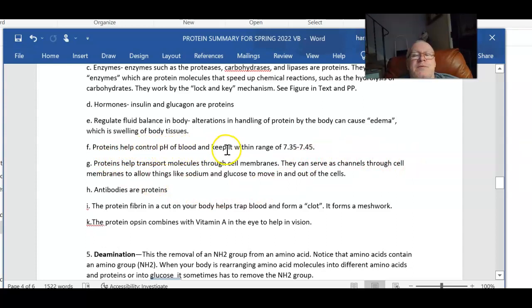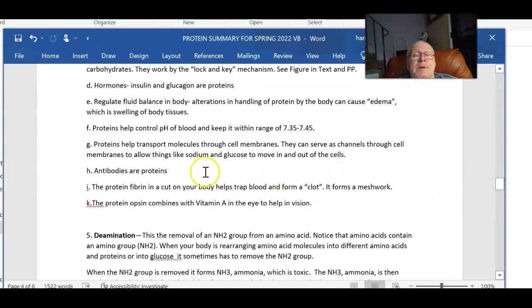Proteins help control the pH of the blood and keep it within the range of 7.35 to 7.45. Proteins help transport molecules through cell membranes. Remember, every cell has a membrane around it and things have to get in and out. And proteins can help in that by transporting things from outside the cell to the inside of the cell. Antibodies are proteins. The protein fibrin in a cut on your body helps trap blood and form a clot. It forms a network. So fibrin's a good one to know.